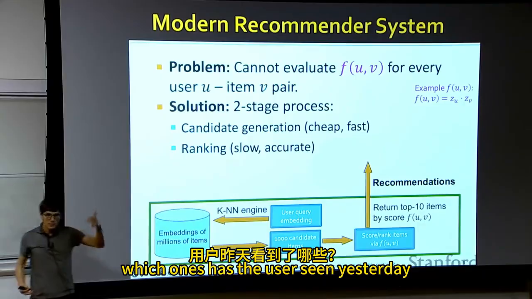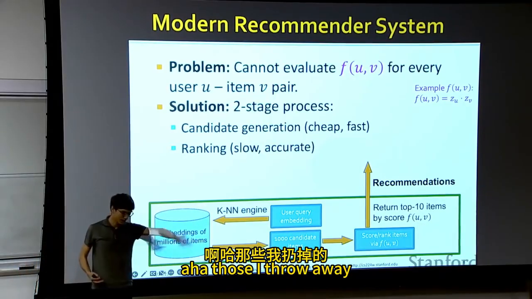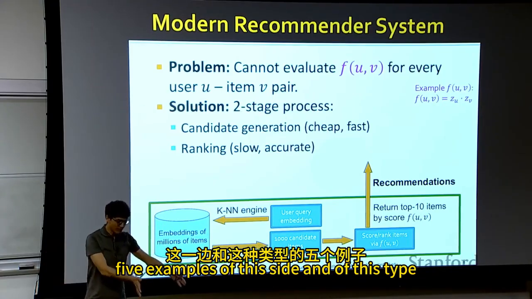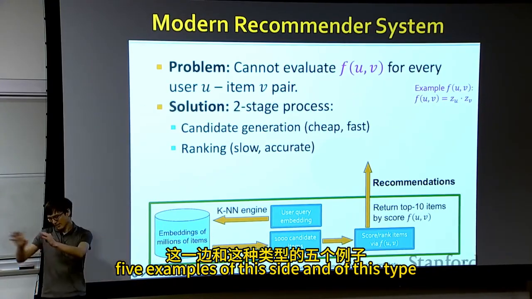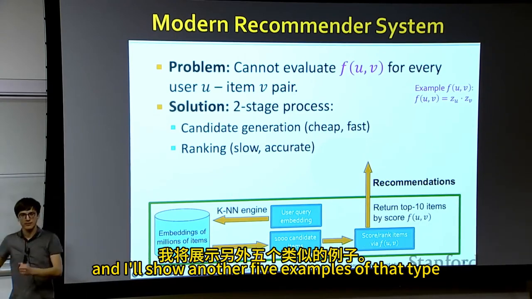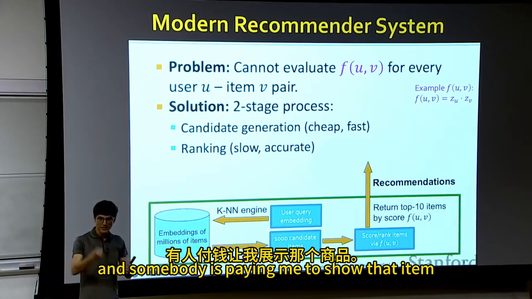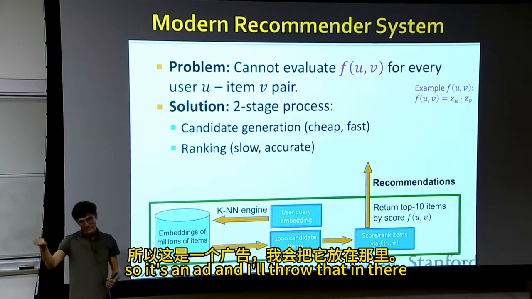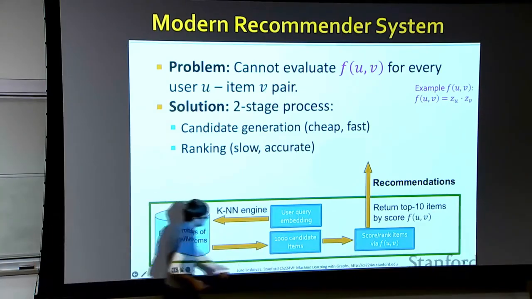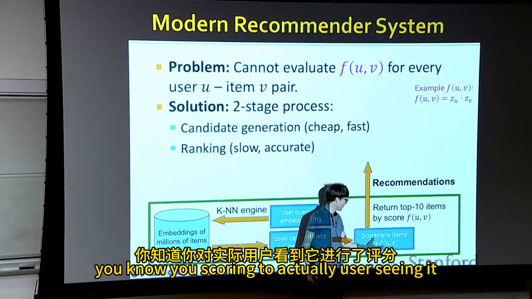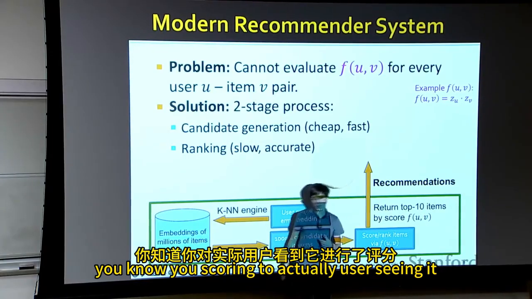And in reality, you never return the top 10 directly, because out of the highest ranking ones, you ask which ones the user has seen yesterday. Aha, those I throw away. I want some diversity, so I'll show five examples of this type and another five examples of that type. And somebody is paying me to show that item, so it's an ad, and I'll throw that in there. So there's a lot of logic that goes on from scoring to the user actually seeing it.